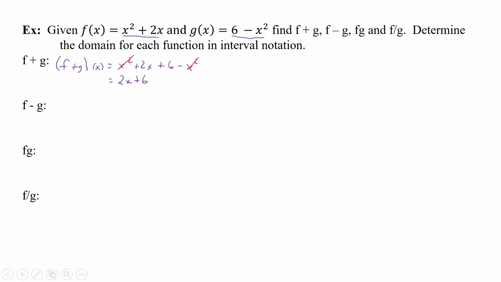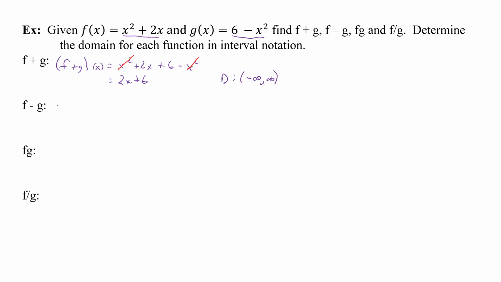Now, when we look at that, what would our domain be? What can we plug in for x? Well, pretty much any x is valid here, because no matter if we plug in a negative or a positive, it's going to work. And so our domain is going to be from negative infinity to positive infinity.